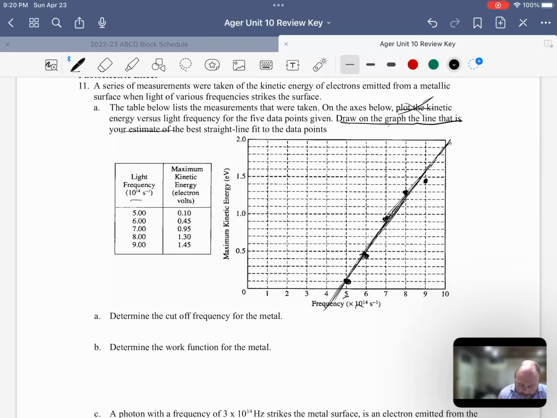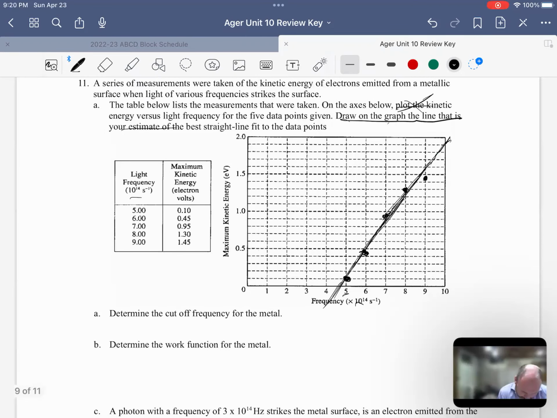All right, determine the cutoff frequency. Remember, cutoff frequency is the frequency below which no electrons are released. So we'll just look right there. Actually, let's do that in color so that it relates. So there's that. The cutoff frequency is just read from the graph: 4.5 times 10 to the 14th hertz. I just read it right from the graph.